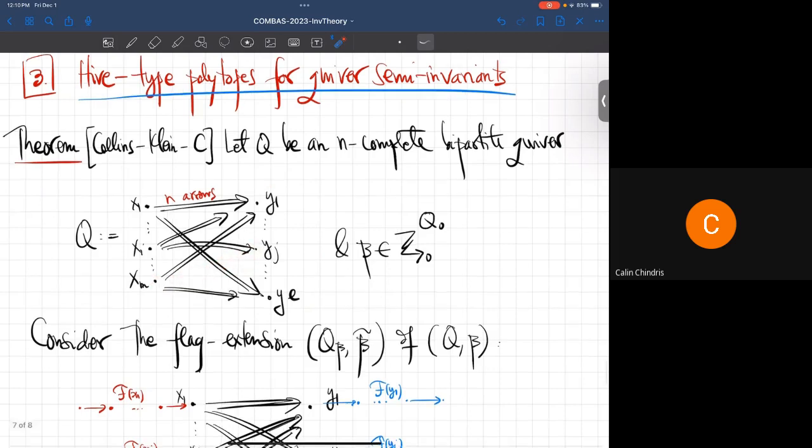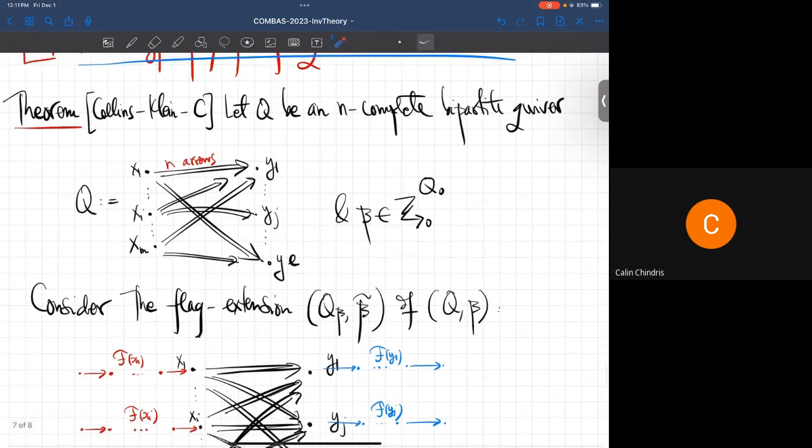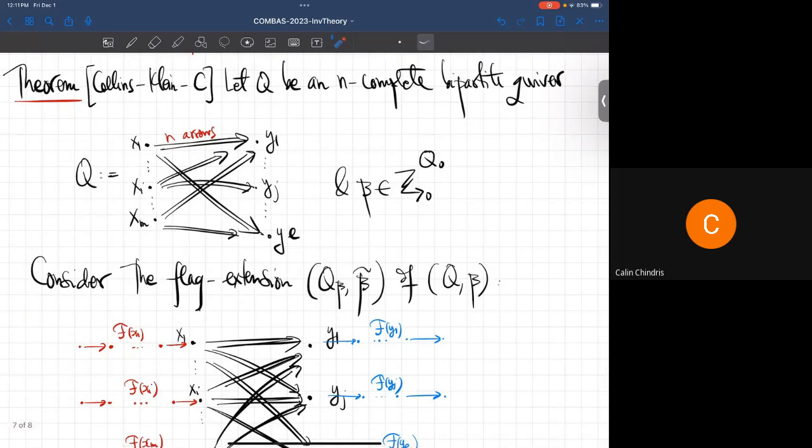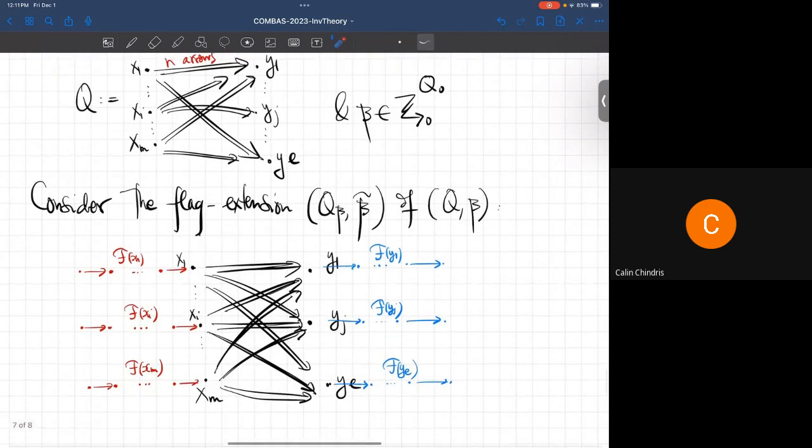And so there are many wild quivers which are of this form. Let me pick a dimension vector beta as well, and we assume that beta is sincere. If it's not, then if beta is 0 at a vertex, we just erase that vertex and all the arrows that have anything to do with that vertex. And then we consider the flag extension of Q and beta, which looks like this. You just insert the flags that go into the source vertices and go out of the sink vertices, and you extend the dimension vector beta to beta tilde in the most obvious way.